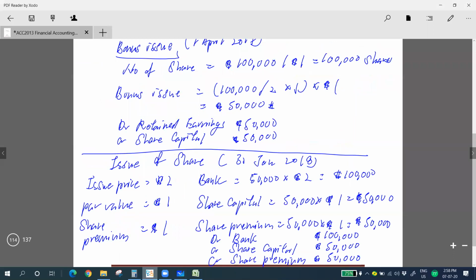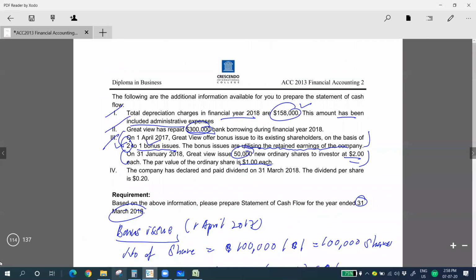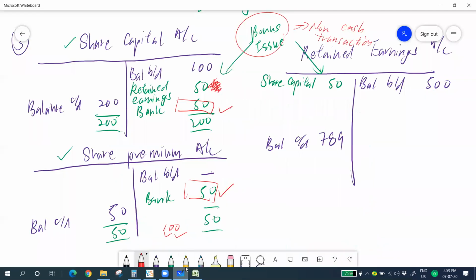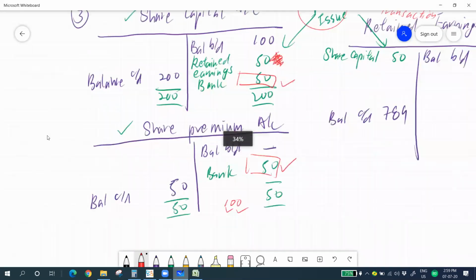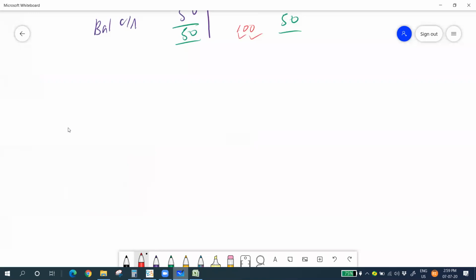Next. The company has declared and paid. It means that this is current year transaction. On 31st March 2018, the dividend per share is 20 cents each. So next working should be dividend. Number 4. This is dividend paid.